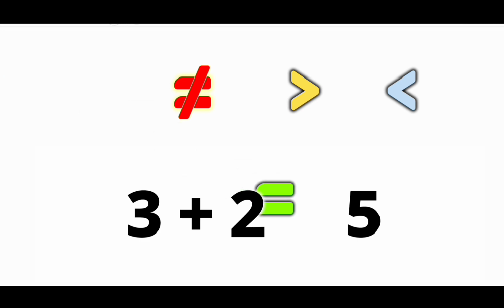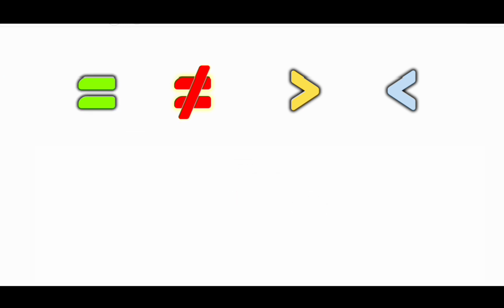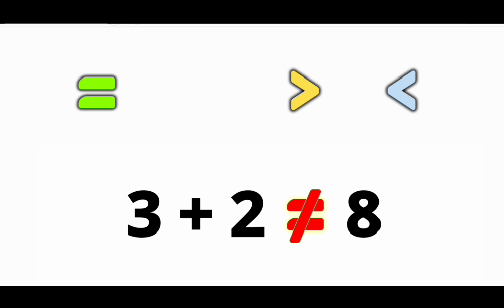When two values are equal, we use the equal sign. Example, 3 plus 2 is equal to 5. When two values are definitely not equal, we use the not equal to sign. Example, 3 plus 2 is not equal to 8.